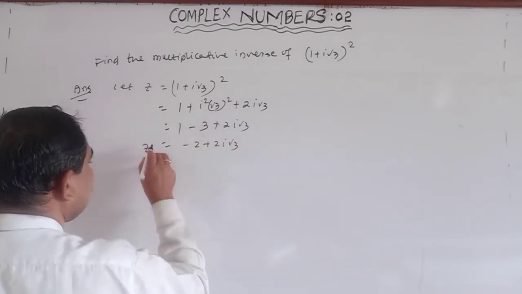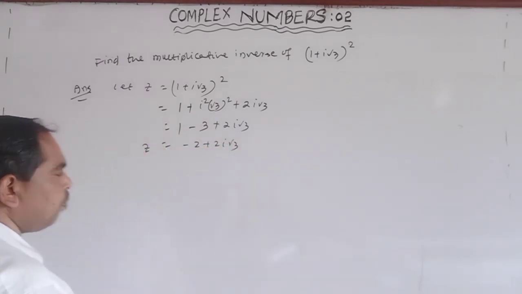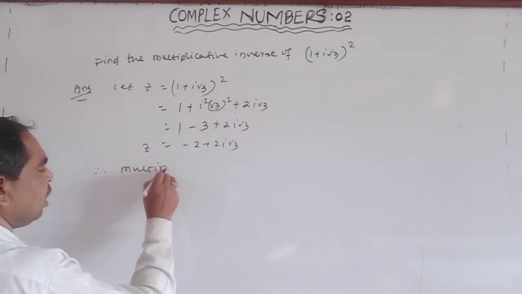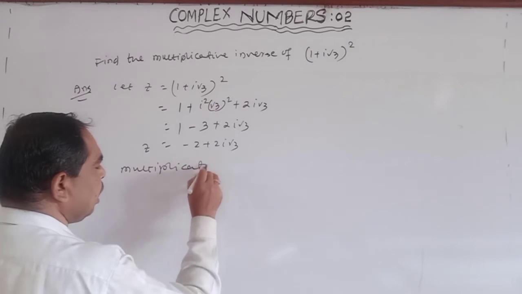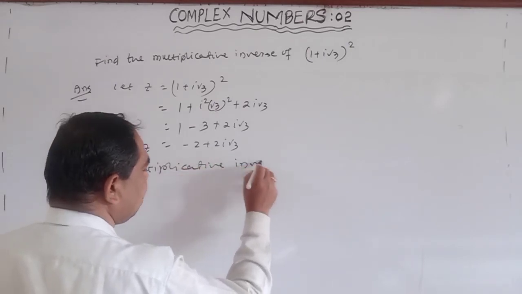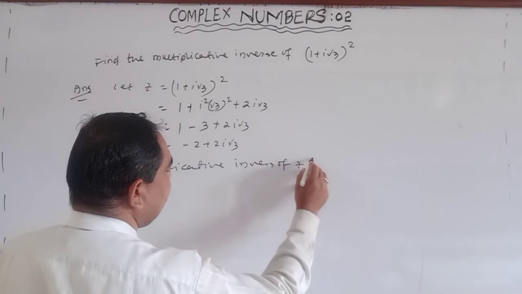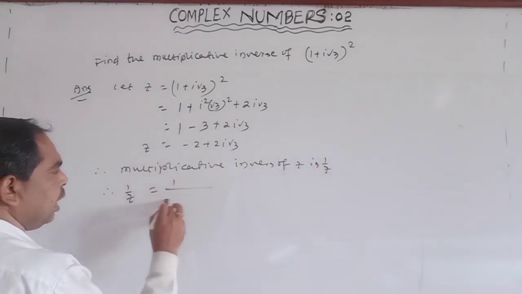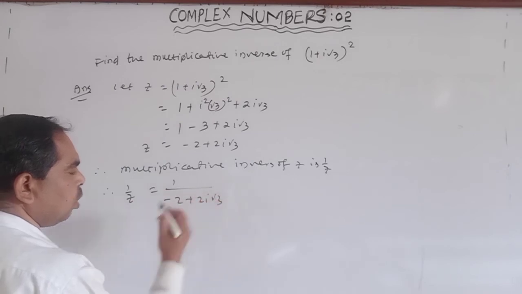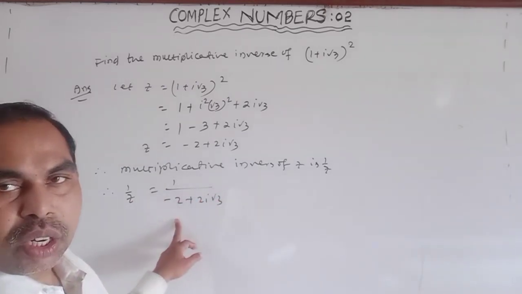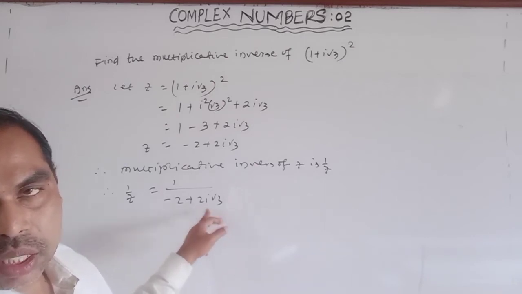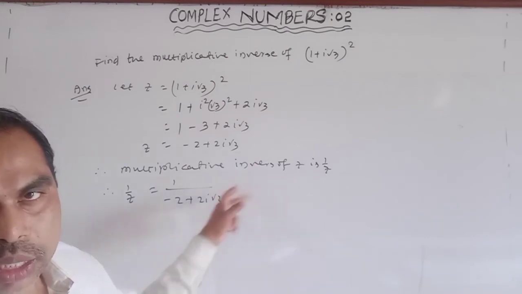So this is z. Therefore the multiplicative inverse of z is 1 by z. Therefore 1 by z is equal to 1 by (minus 2 plus 2i root 3). But it is not in standard form. Standard form means x plus iy form. It is not in x plus iy form, so reduce to x plus iy form.